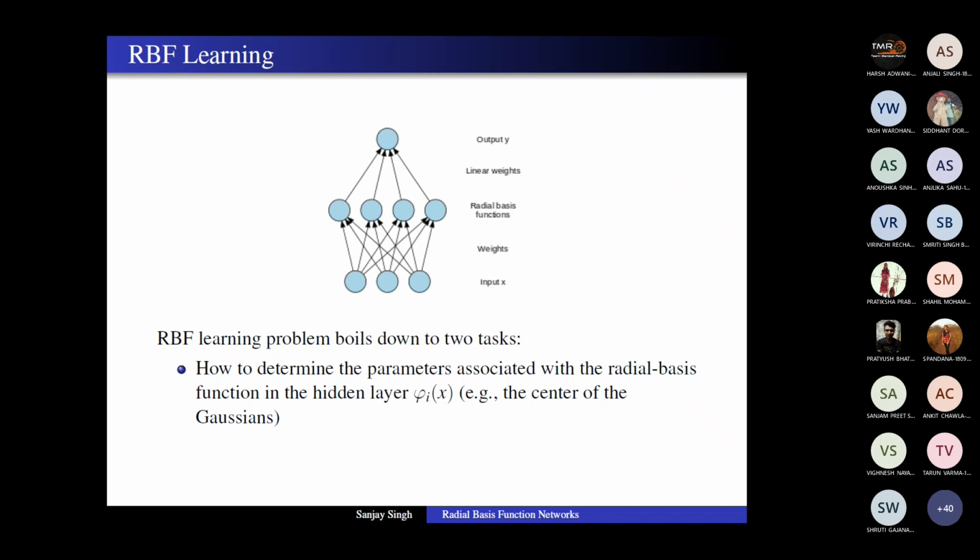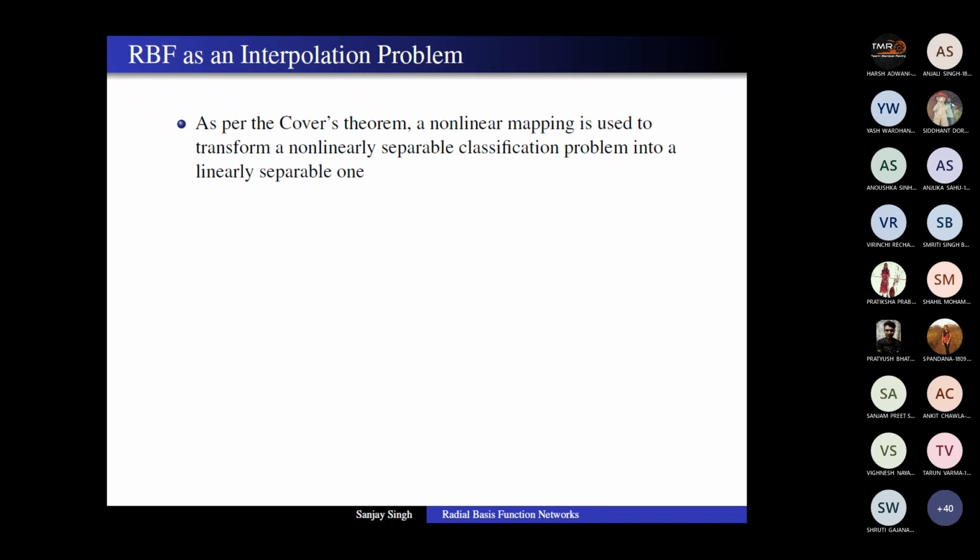So you have to determine this parameter, the center for the radial function. The second point is how to train the hidden layer to the output layer. How to train this part, hidden layer to the output layer, that we'll see now. First of all, we'll try to project RBF as an interpolation problem.